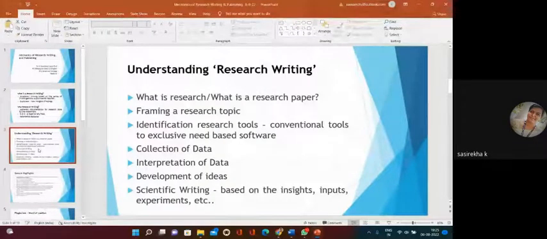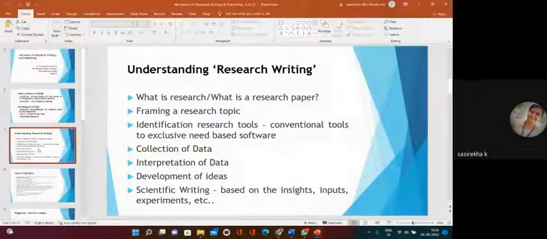In the following slide, we are going to see the framework of research writing. Unless we understand the framework of research writing and the need for research writing, we cannot show the difference between our generic writing and research writing. Research writing, we do it for a very specific purpose. Hence, the scope should be very specific. So let's understand the need for research writing.